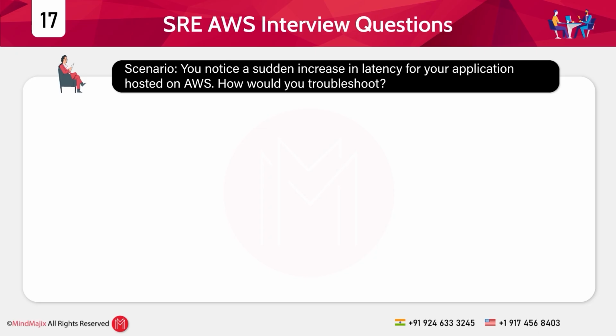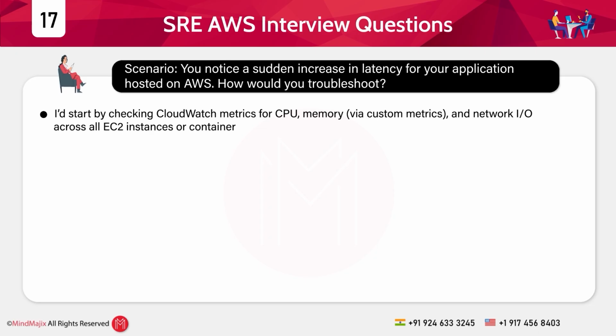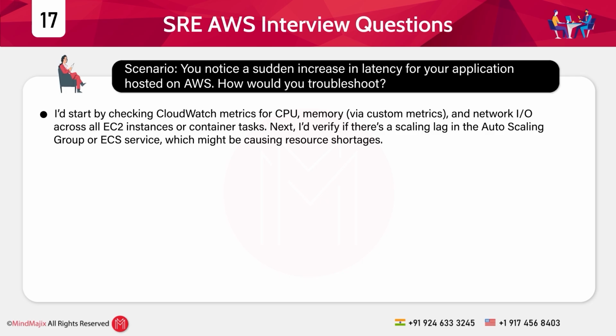So to answer this question, you can start by checking the CloudWatch metrics for CPU, memory, and network I/O across all of the EC2 instances or container tasks. Next, you can verify if there's a scaling lag in the auto-scaling group or ECS service, which might be causing the resource shortages.